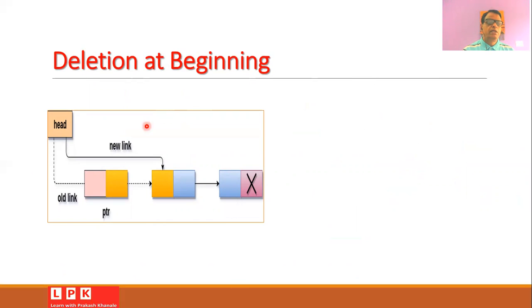Suppose we have been given a linked list where the head or start points to the first element. The link field of the first element points to the second element, the link of the second element points to the third element, and the link field of the third element is null because it is the last element. Whenever we want to delete the first element, it is necessary to remove this old link, and we should add a new link from the head or start to the second element, so that the first element will be deleted from the linked list.